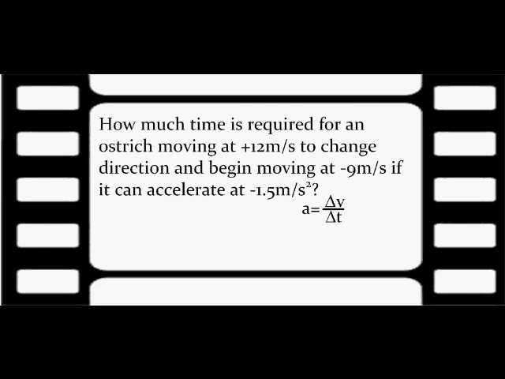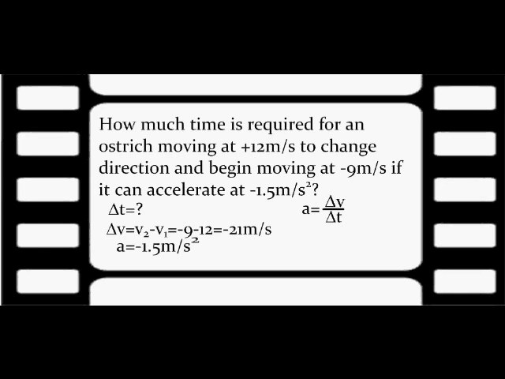How much time is required for an ostrich moving at positive 12 meters per second to change direction and begin moving at negative 9 meters per second if it can accelerate at negative 1.5 meters per second squared? Well, this time we want to know what delta t is, and we're given delta v, the second velocity minus the first, negative 9 minus negative 12, which is negative 21 meters per second. And the acceleration is negative 1.5 meters per second squared.